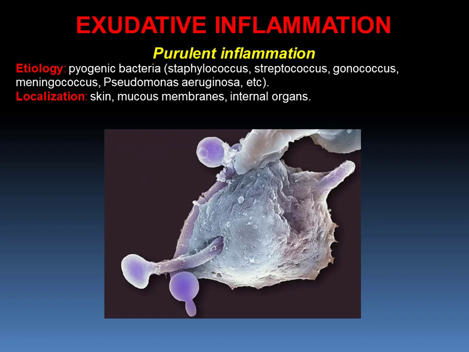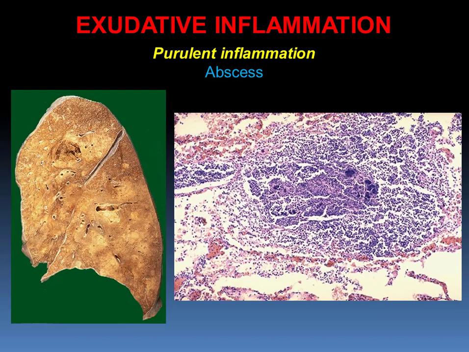There are 2 main types of purulent inflammation, which are limited purulent inflammation and diffuse. Limited purulent inflammation includes such pathological processes like abscess, furuncle, and carbuncle. Abscess: focal purulent inflammation with the formation of a cavity filled with pus.